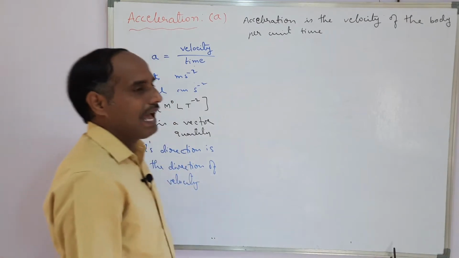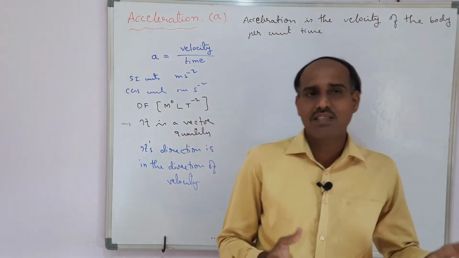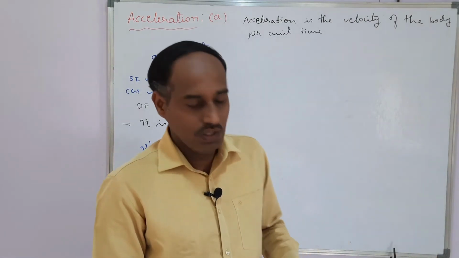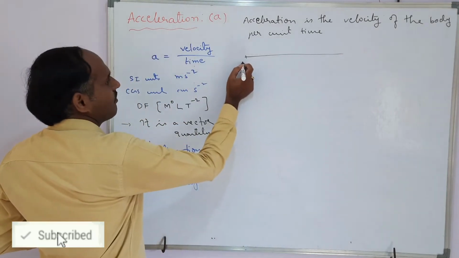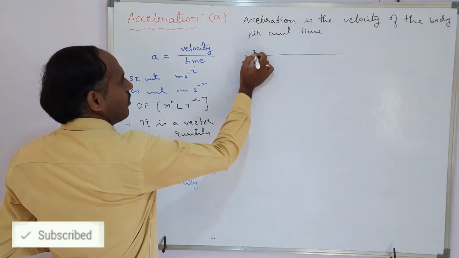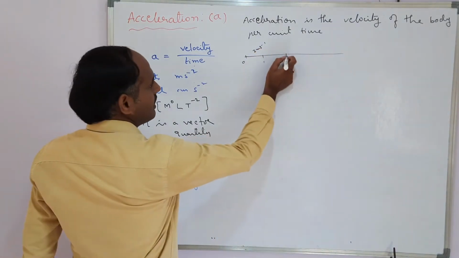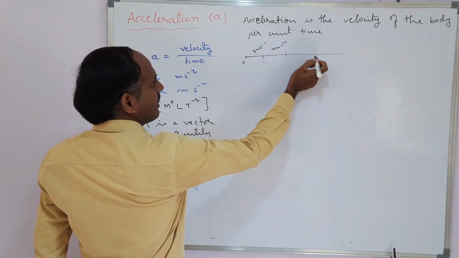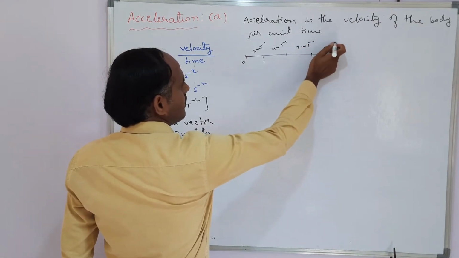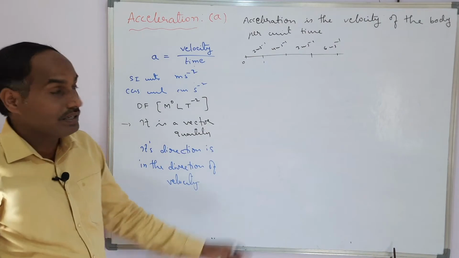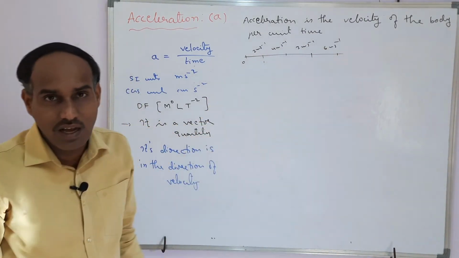So basically acceleration is nothing but velocity per unit time. Then how could you define when a body is said to be accelerated, sir? For example, if a body moves along a straight line, in the 1st second it moves with 2 meter per second, after that 4 meter per second, after that 3 meter per second, then 6 meter per second. Here the velocity is changing, increasing or decreasing in order.